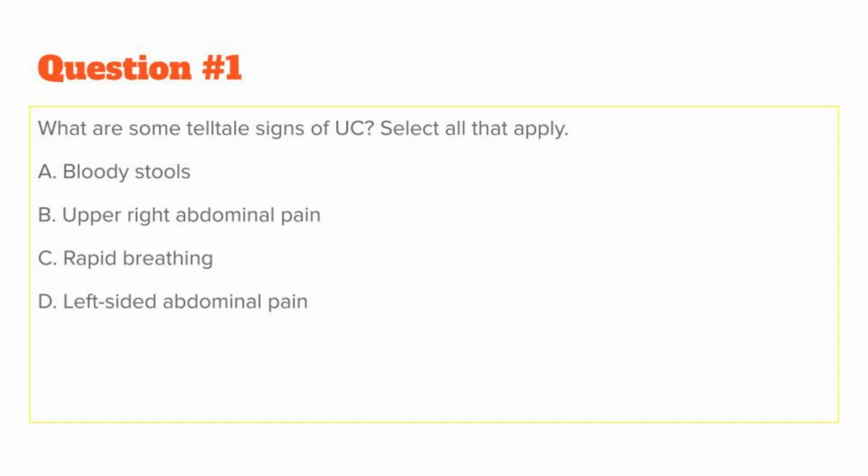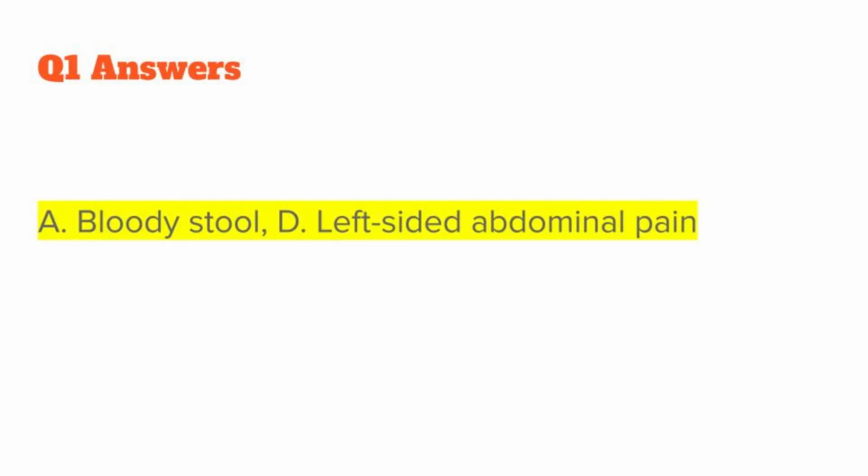Okay, so now we have a few questions that we'd like to take a quiz. Question number 1, what are some telltale signs of UC? Select all that apply. The options are bloody stools, upper right abdominal pain, rapid breathing, or left-sided abdominal pain. So the answers are bloody stool and left-sided abdominal pain.